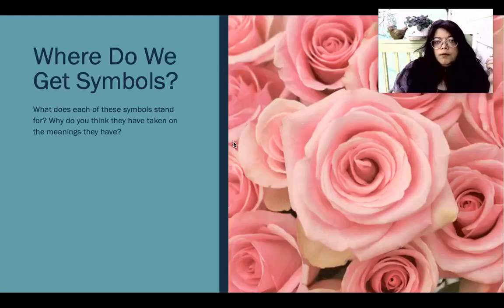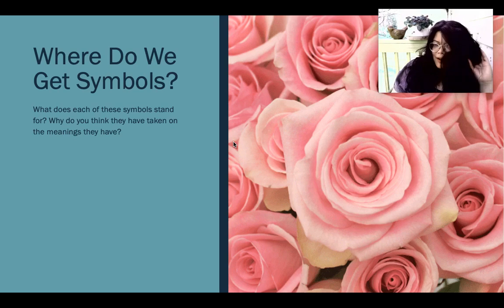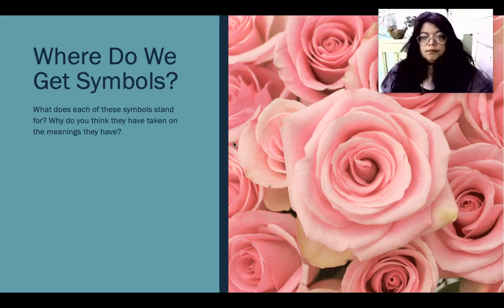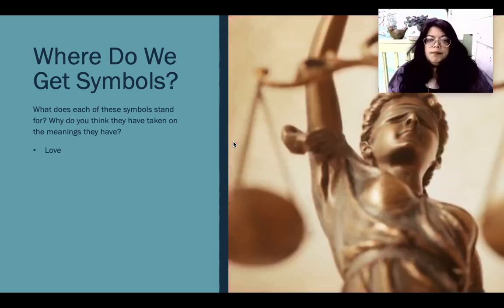And again, we're actually really good at recognizing symbols. We just aren't as aware of it as we would think we should be. That's kind of a confusing way of saying something simple, but I'm good at that. So for example, we're looking at this image of the rose, right? And what do roses symbolically represent? Love.